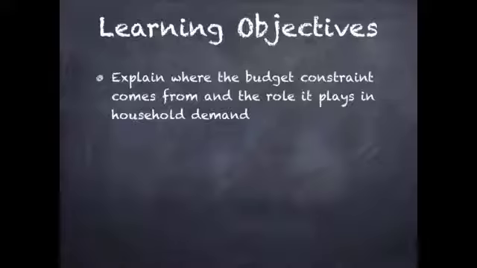So some of the things that we hope to accomplish in this particular chapter is to gain an understanding of the budget constraint, what is the budget constraint, and how do we come up with the budget constraint, and in particular, what role does it play in household demand. So the budget constraint or the budget line is just going to tell us what we can afford to purchase given our income and the prices of the goods that we can purchase.